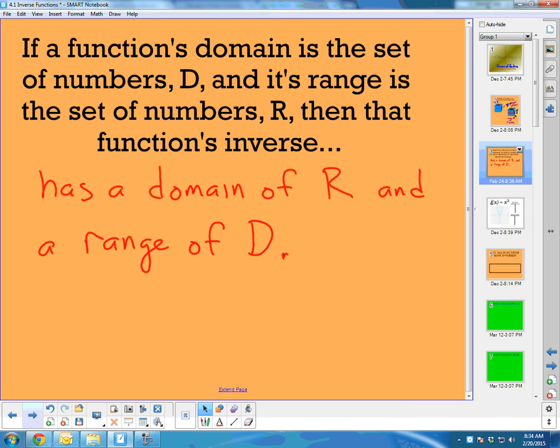Now remember here, I'm using capital letters for D and R. So they're not numbers, they're not variables, they're sets. They're representing the set of all of the x's and the set of all of the y's. So it's a little strange to be putting an R as a domain. But we can see here that our original function has a range of R.